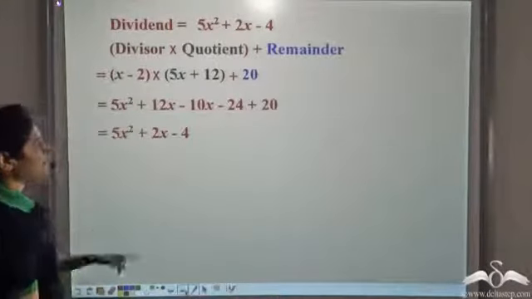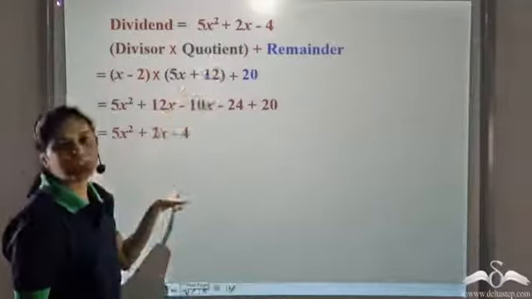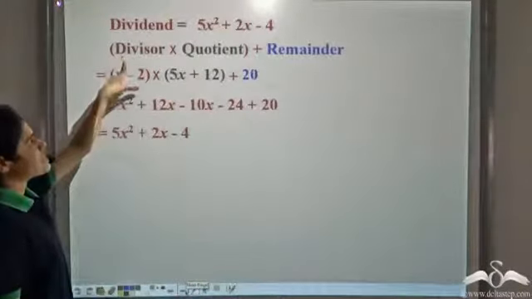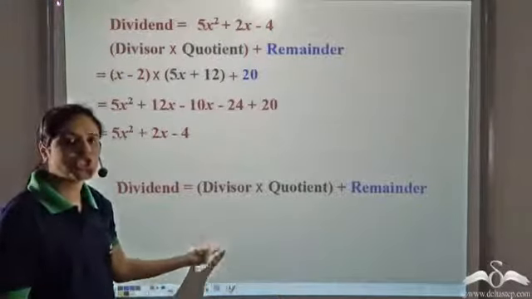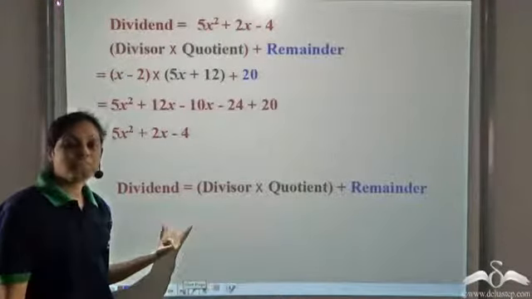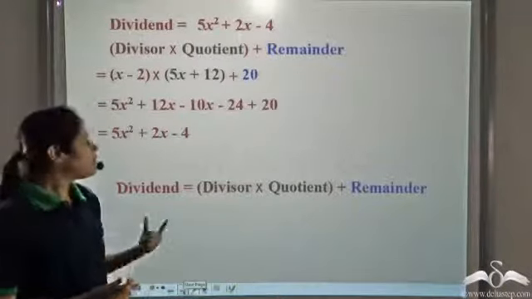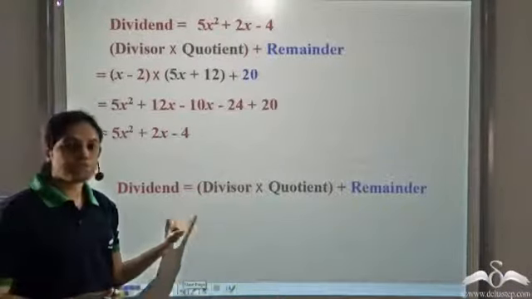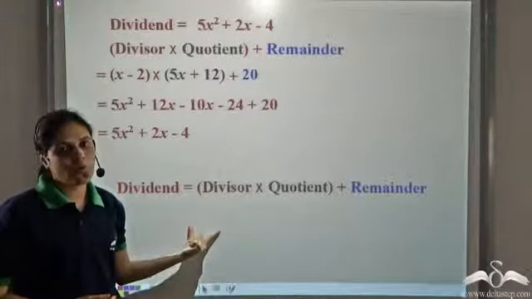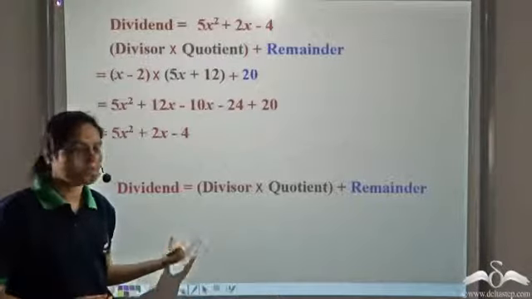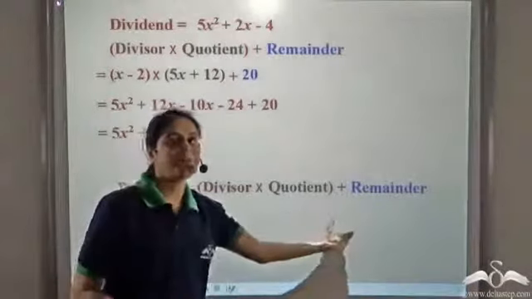So this is the same as the dividend, 5x² + 2x - 4. So we can say that dividend is equal to divisor into quotient plus remainder. And this holds in the case of algebra as well. So this identity holds in arithmetic, and it holds when we divide a polynomial by another polynomial. So dividend is equal to divisor into quotient plus remainder.